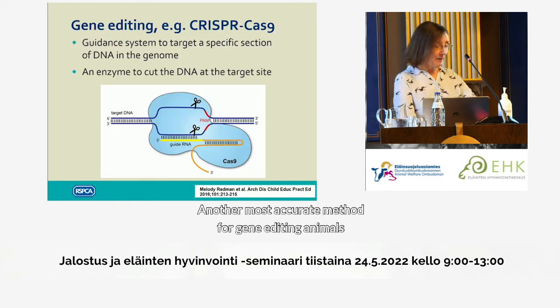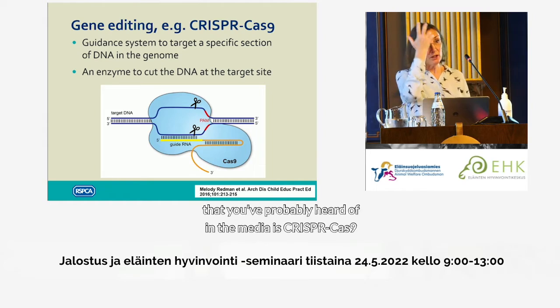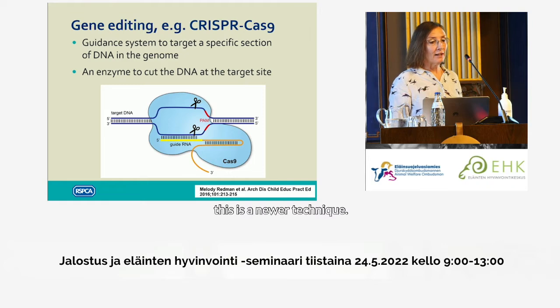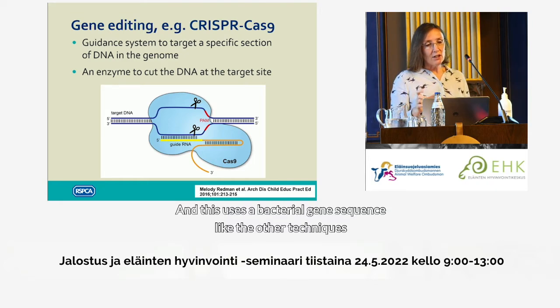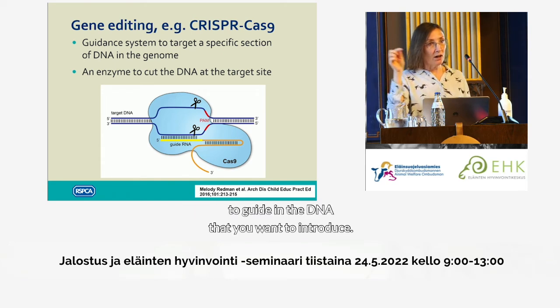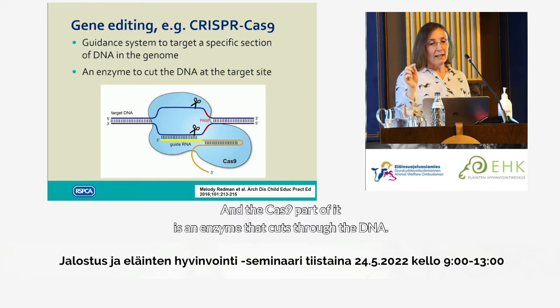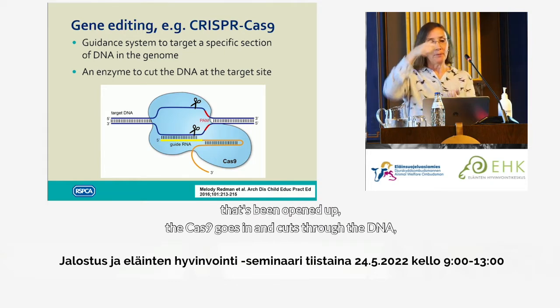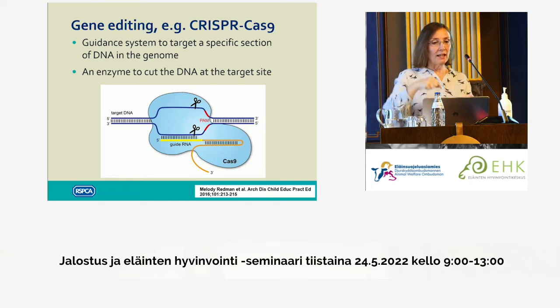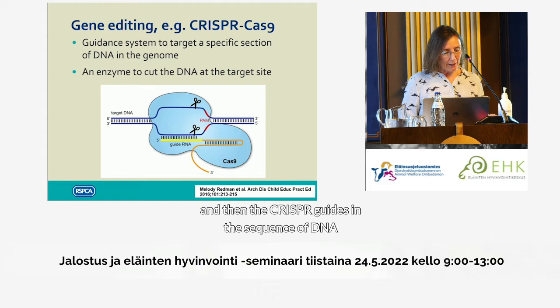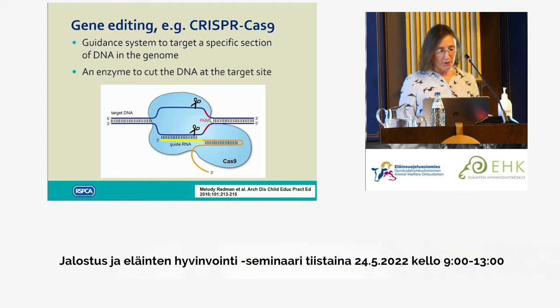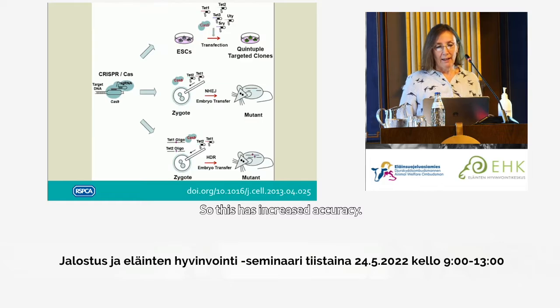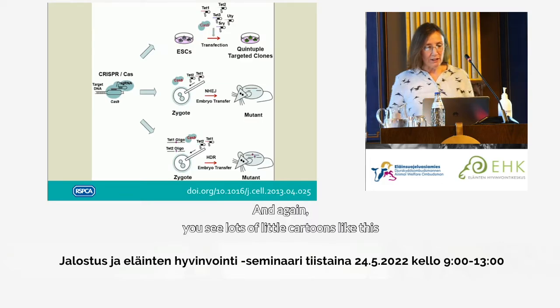And now the most accurate method for gene editing animals that you've probably heard of in the media is CRISPR-Cas9. This is a newer technique. And this uses a bacterial gene sequence, like the other techniques, to guide in the DNA that you want to introduce. And the Cas9 part of it is an enzyme that cuts through the DNA. So this picture shows a double strand of DNA that's been opened up. The Cas9 goes in and cuts through the DNA, and then the CRISPR guides in the sequence of DNA that you want to introduce.